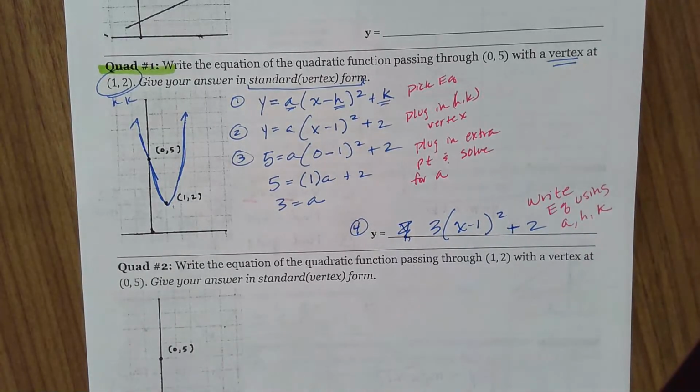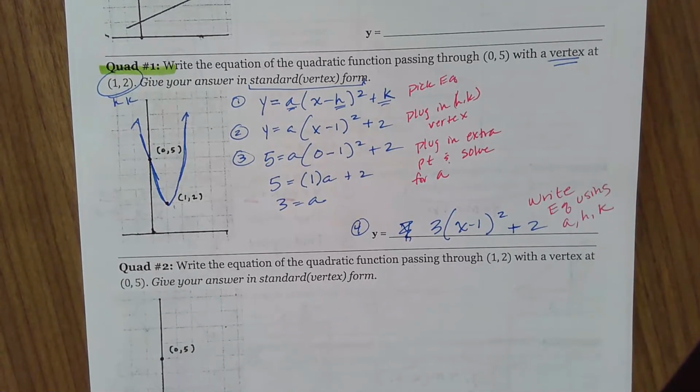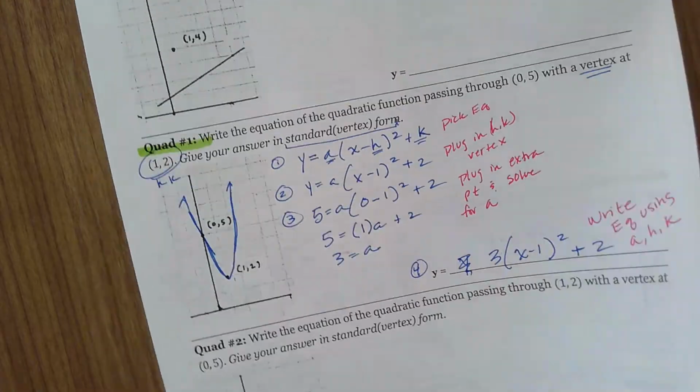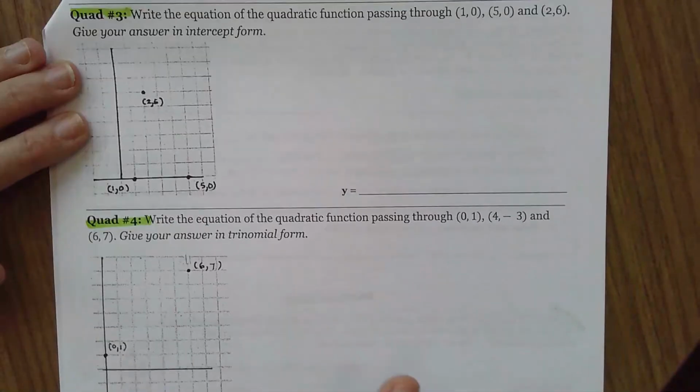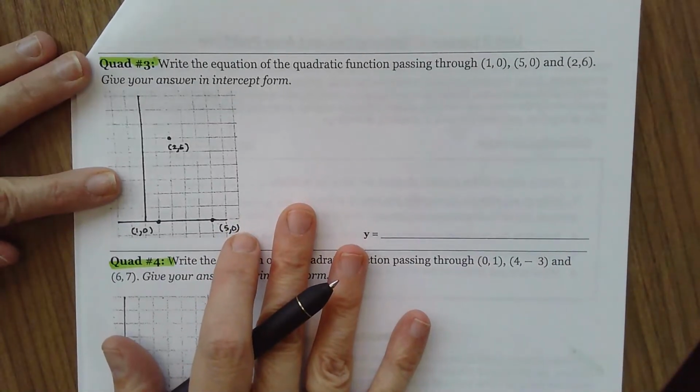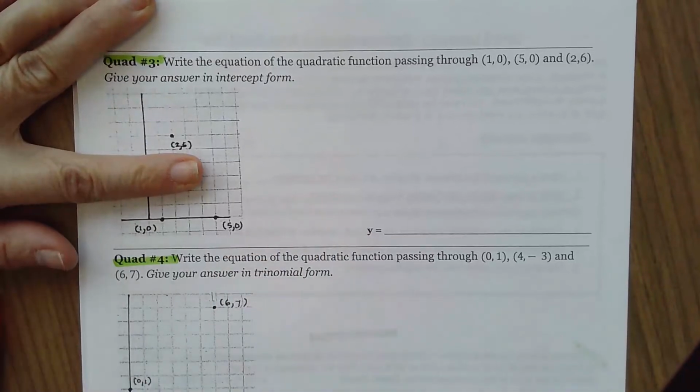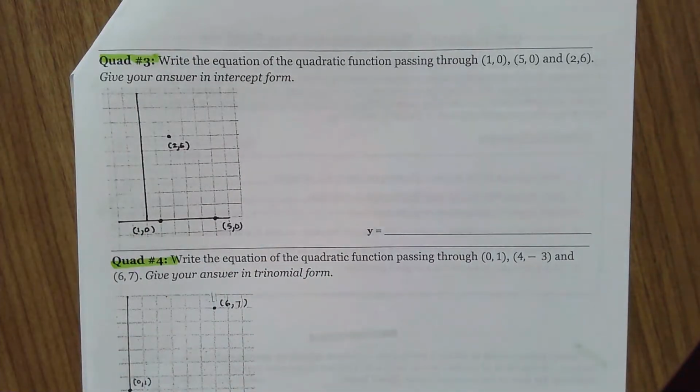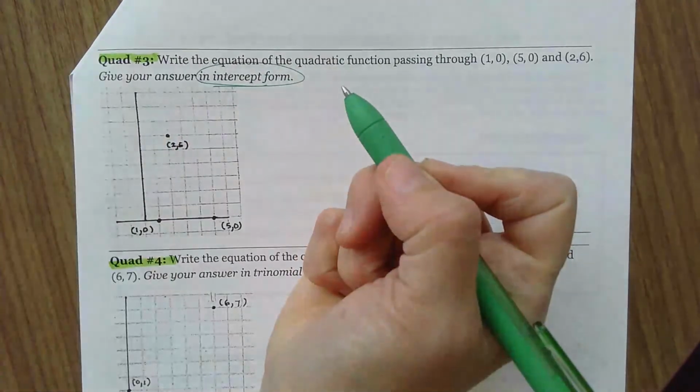All right, that was a review. Hopefully you remember how to do that from Algebra 2. Another review of Algebra 2 is, we're going to flip the page, go to page 16, and look at quad number 3. I'm changing the format here, so it says answer in intercept form.